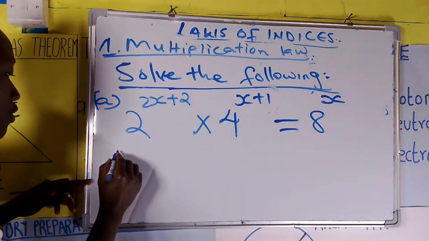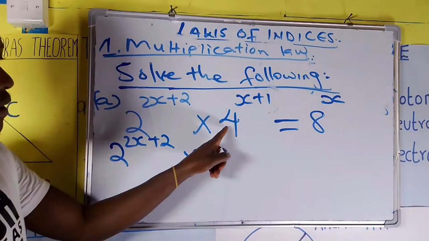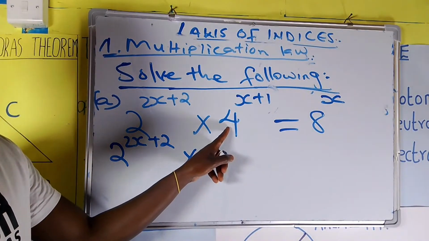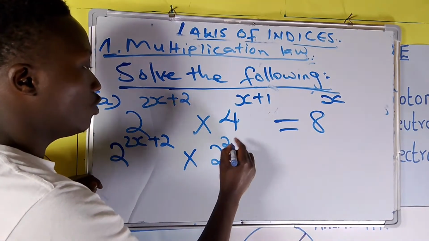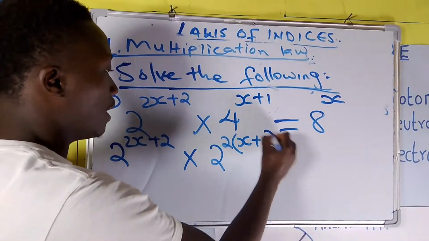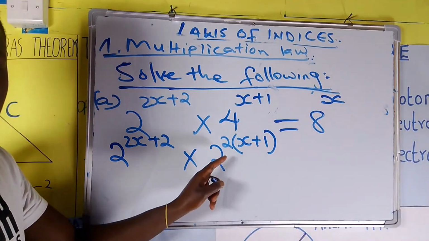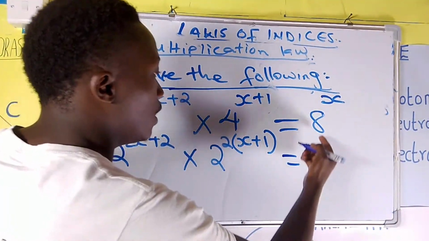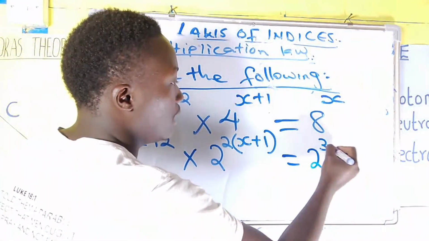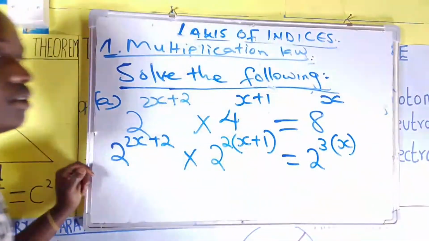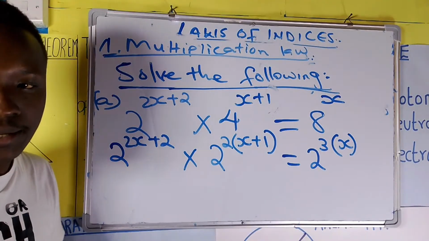This already is in base 2. So it will be 2 to power 2x plus 2 times 4 can be written to base 2. So it is going to be 2 to power 2, into bracket x plus 1. Remember 2 to power 2 is 4, 2 times 2 is 4. Is equal to 8 can be written to base 2. So it will be 2 to power 3, then x. 2 to power 3x.